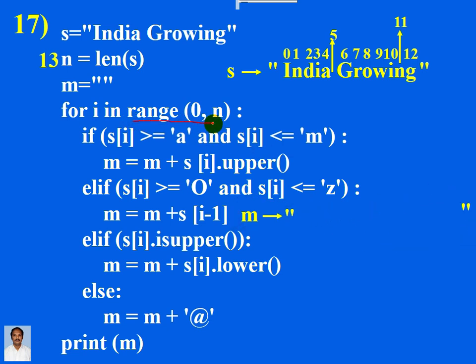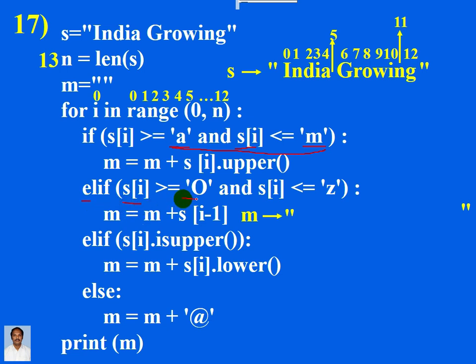Now range 0, N. N is 13. Range 0, 13 returns all the integers from 0 to 12. I takes the initial value 0. S of 0, capital I. So capital I greater than or equal to small a and capital I less than or equal to small m. We know that capital I is not between small a and small m. So control will come to else part.